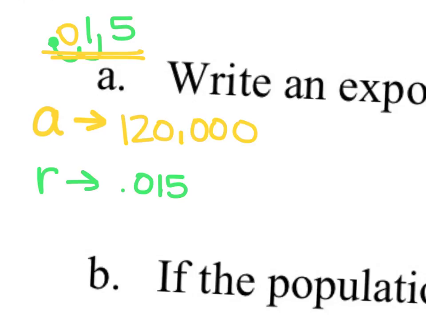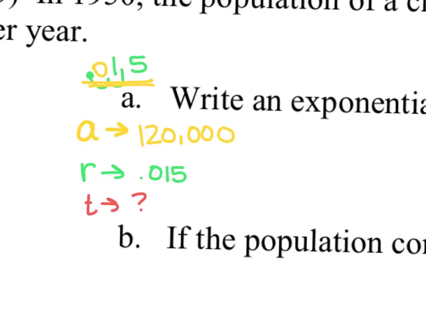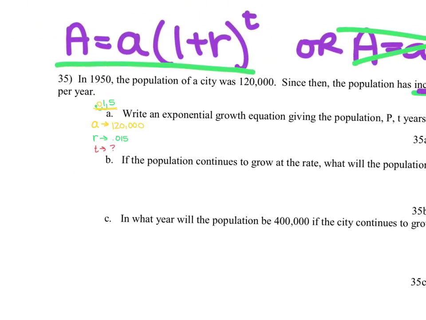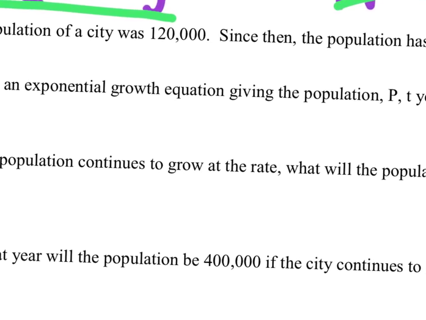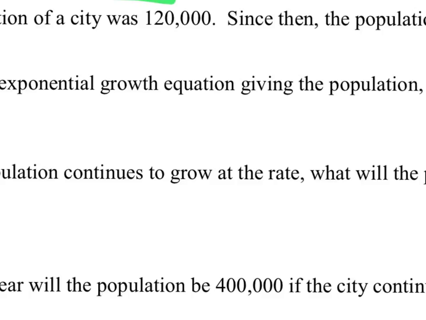I don't know the time because it says in terms of time, so we're just going to leave it as a t. All right, and then the overall population is what we're going to set this equal to. So the population is P, and the population equals little a, parentheses 1 plus r to the t. Because it's increasing, I'm using that plus sign.